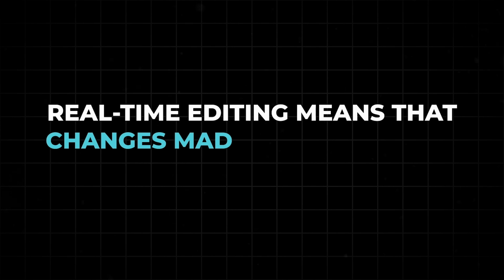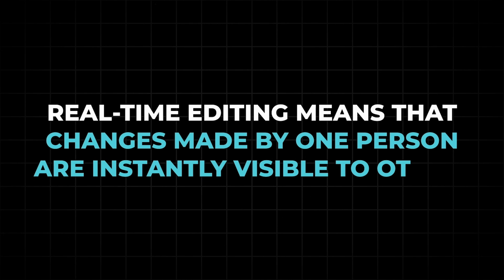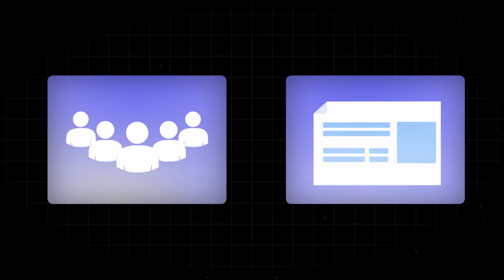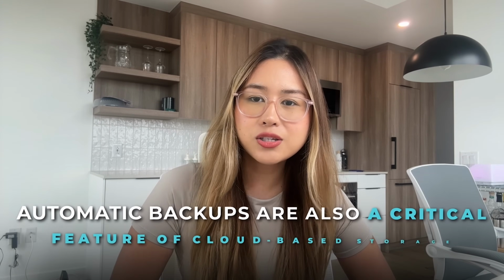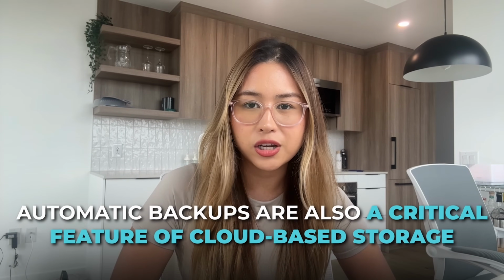Cloud platforms like Google Drive and Microsoft OneDrive excel at fostering collaboration. For instance, Google Drive allows multiple team members to work on the same document simultaneously. Real-time editing means that changes made by one person are instantly visible to others, which is perfect for collaborative projects. Additionally, features like comments and suggestions enable team members to provide feedback directly within the document. Automatic backups are also a critical feature of cloud-based storage, ensuring that your data is continuously protected.